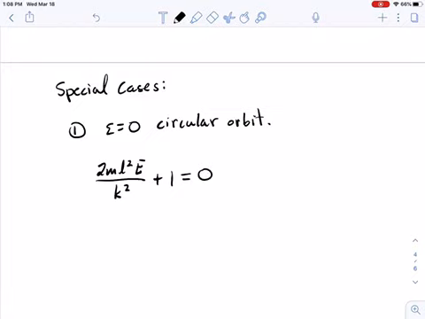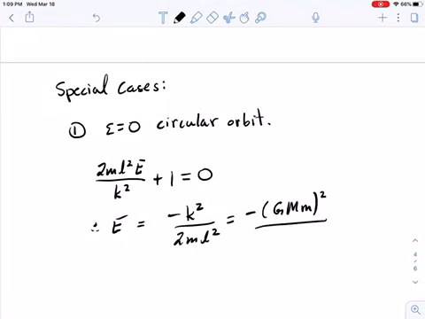Okay, well, what does that mean? If we solve for E, we subtract the 1, so we have a minus 1. So we get minus k squared over 2 m l squared. But k squared, let's start putting some of these things back in, is G times a product of masses. And then we have a 2m. L squared, so the angular momentum was m times r squared times theta dot. So if you divide by m, you get r squared theta dot squared.